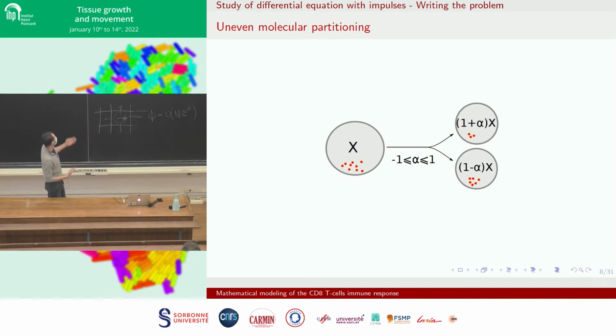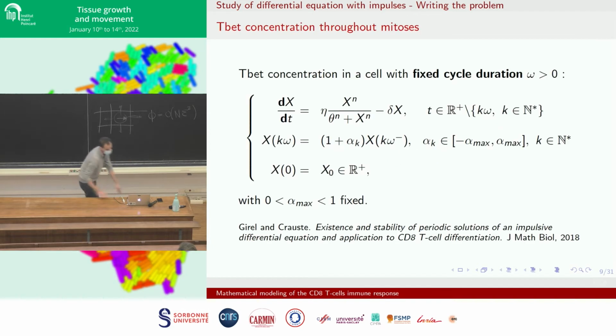So if you compute the concentration in the two daughter cells, you get that those concentrations are 1 plus alpha times X and 1 minus alpha times X, where alpha is somewhere between -1 and 1. So in particular, alpha could be negative, though. So 1 plus alpha could be greater than 1 minus alpha. And so if we introduce this in the equation, we get the following system.